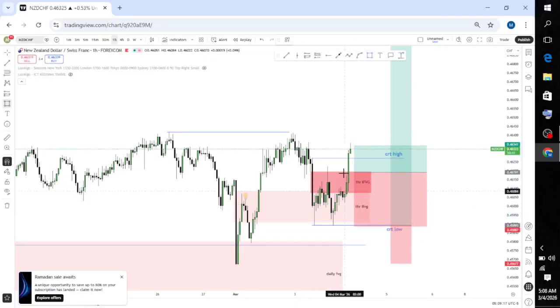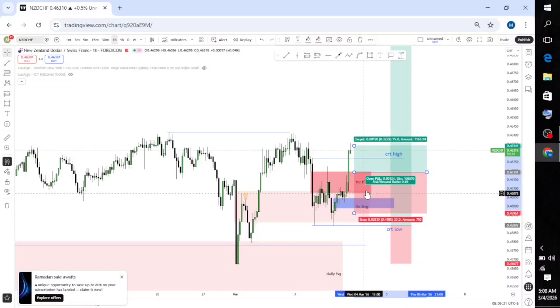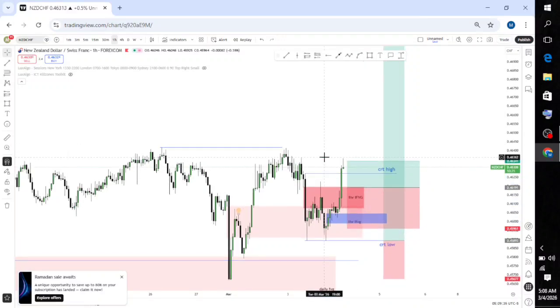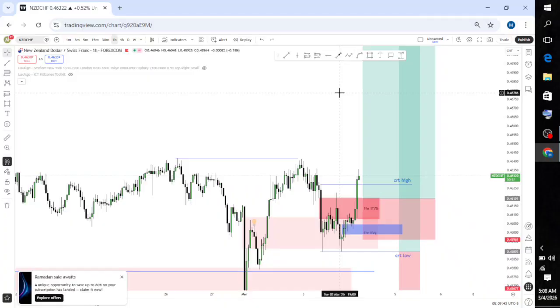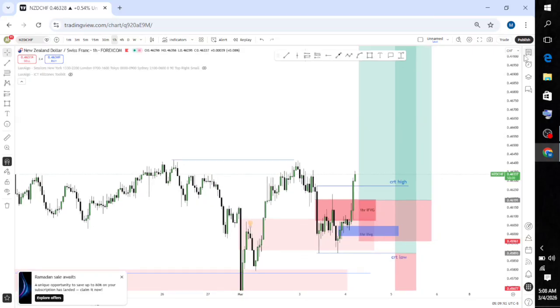I have this FVG also. You can see this IFVG was respected, so price won't go below this FVG again. If price goes below this FVG, then it's probably going to go lower. So I'm going to keep my stop loss around this point. Then my entry is going to be above here, and I'm still going to target these highs. So this is a 3.88R. So that is it for NZDCHF.